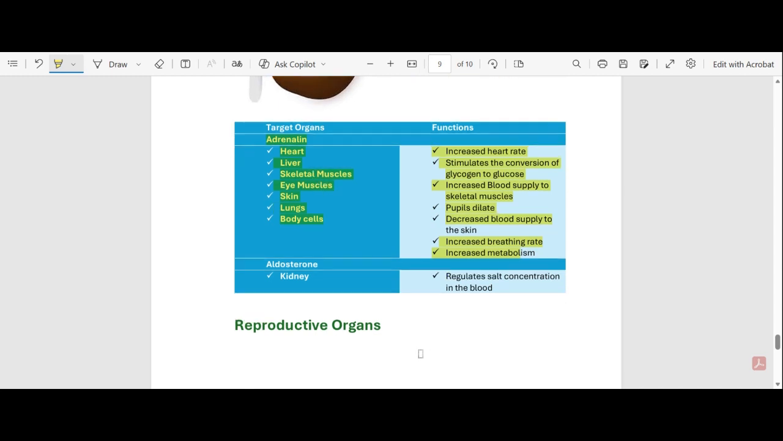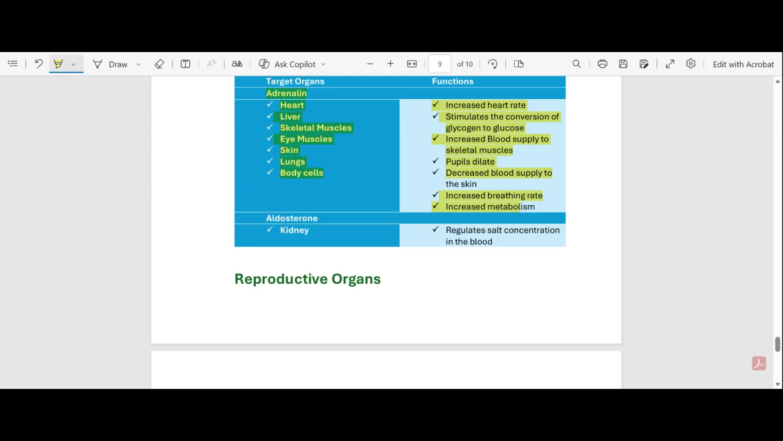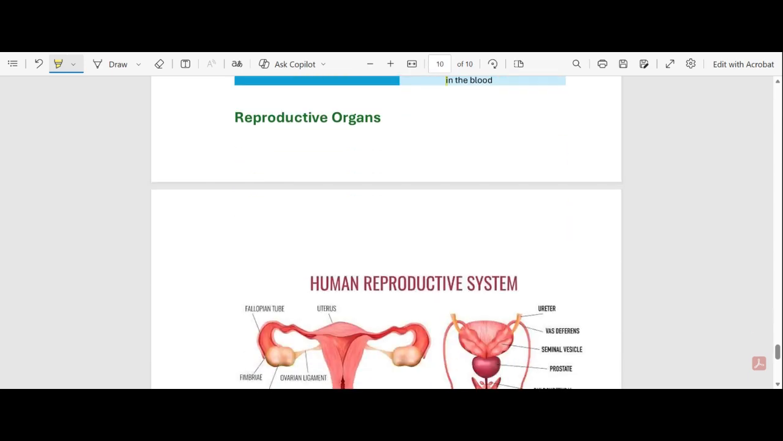Okay, let's look at the second hormone that's produced or secreted by the adrenal gland. So the second one is your aldosterone. So your aldosterone, what's the target organ? Aldosterone is transported to the kidney. And it does what to the kidney? It regulates the salt concentration in the blood. So it regulates salt concentration in the blood, right? Okay, so we're done with the adrenal gland.